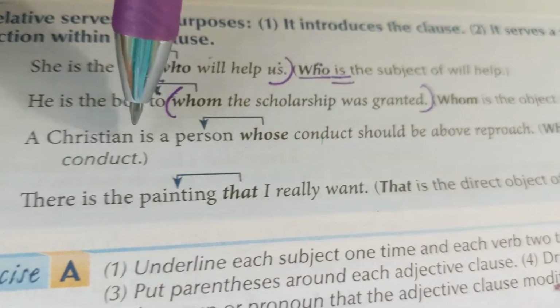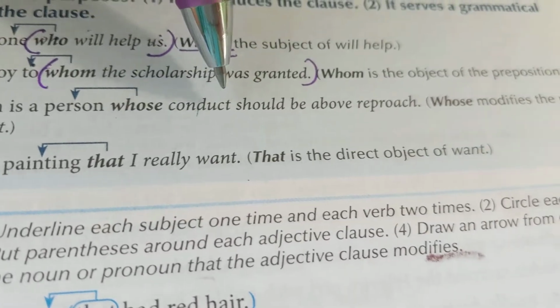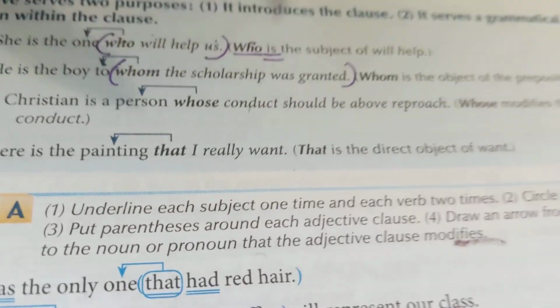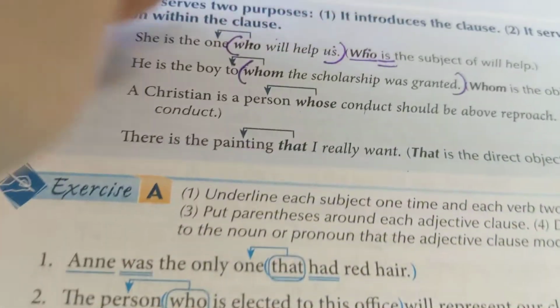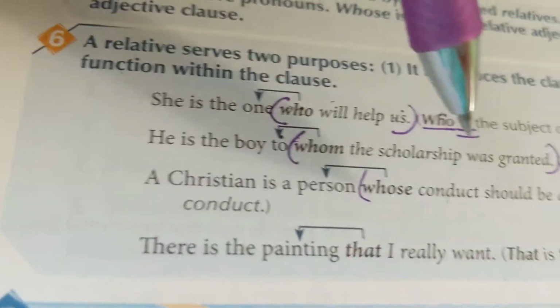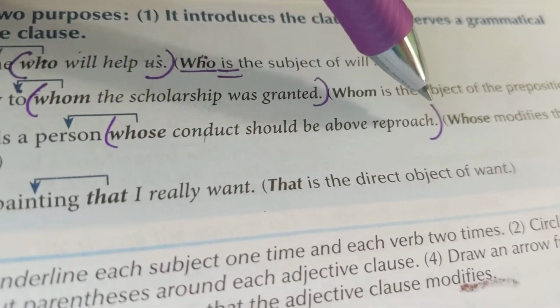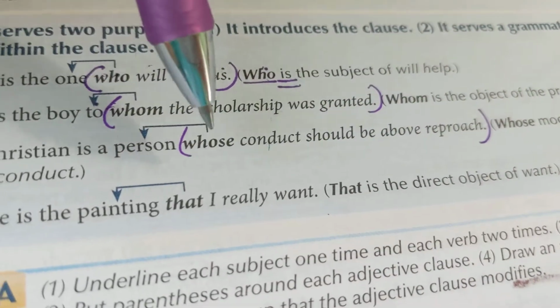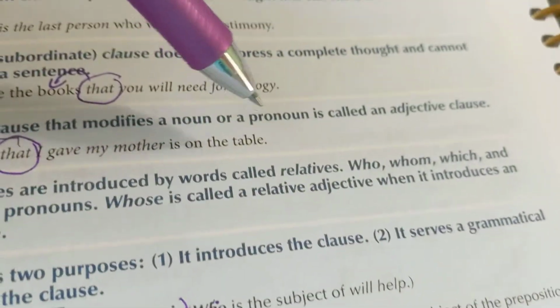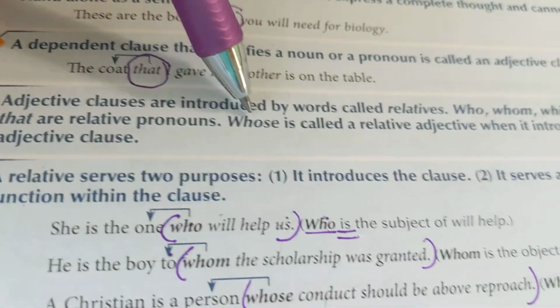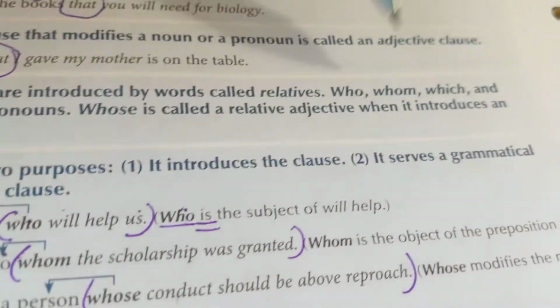Okay, here's the third example. A Christian is a person whose conduct should be above reproach. Okay, so let's look at this. So there's my clause, whose conduct should be above reproach. And what is your relative pronoun? Whose. Again, I know that because it is in this list, right there. It's a relative adjective.